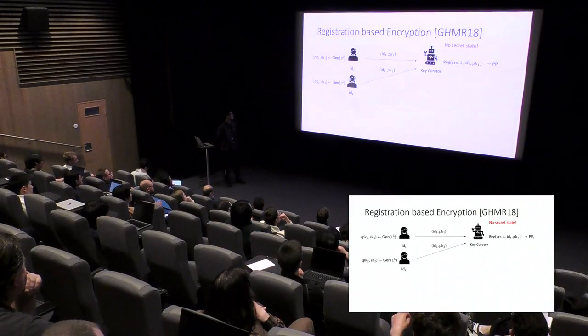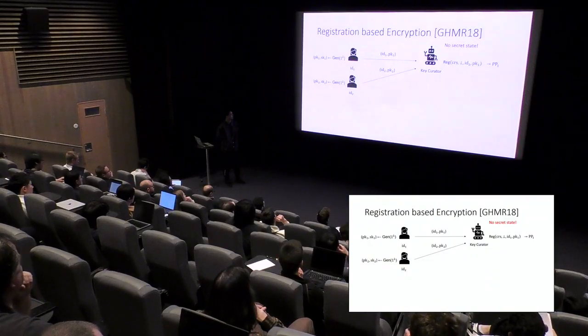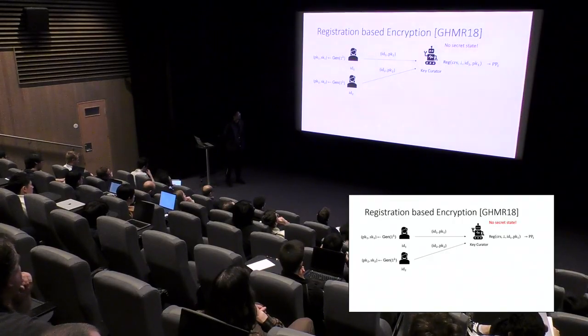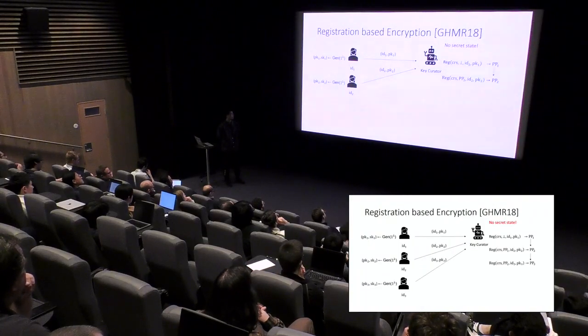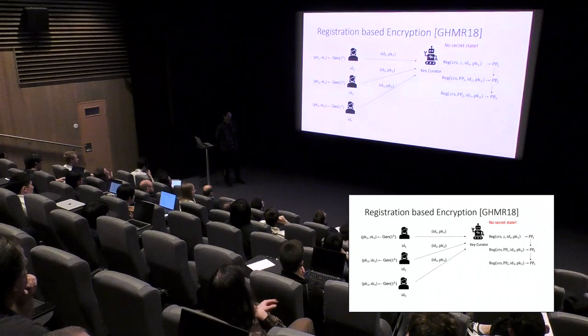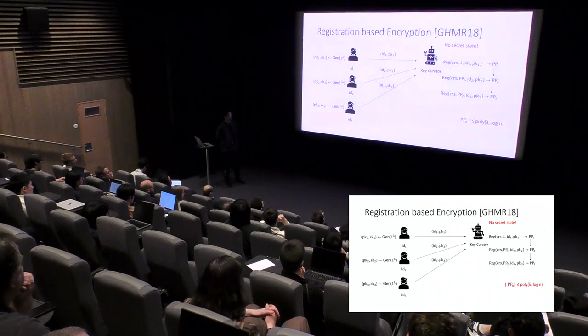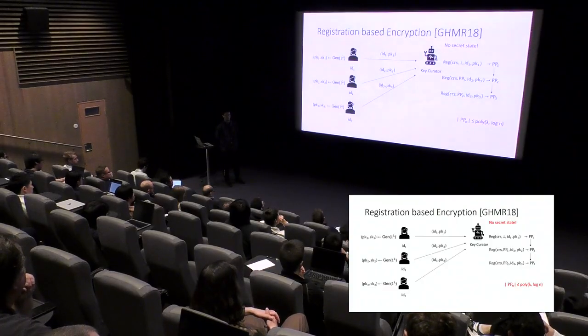Now, suppose another user wants to join the system. She will do exactly the same thing, generating her public key and secret key, and sending the identity together with the public key to the key curator, who will then update public parameter 1 to public parameter 2. Now, suppose another user wants to join, the exact same thing will happen. I would like to make a remark that in RBE, we require the length of the public parameter to scale polylogarithmically with the number of registered users.